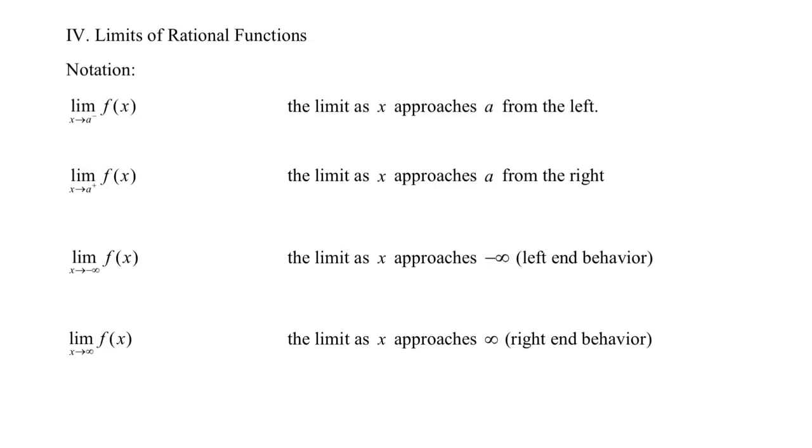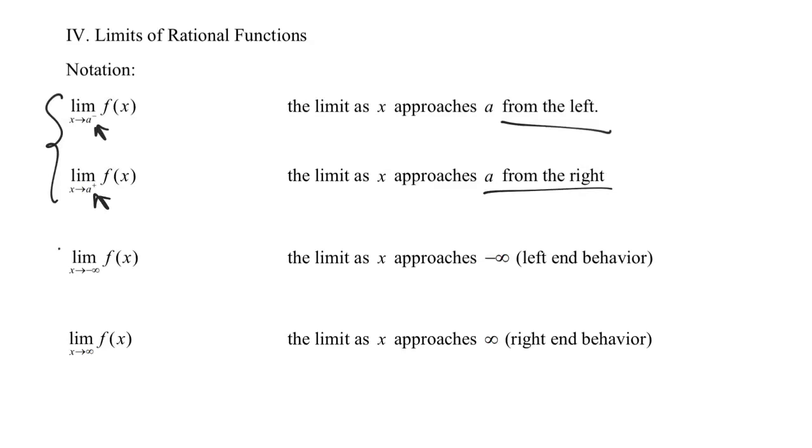All right, lastly, in our section 2.6 notes, we're going to discuss limits of rational functions. And so here are some reminders of notation that we've already talked about. These one-sided limits here we discussed whenever we talked about piecewise functions. Notice the minus sign that is the superscript to the a there. That represents approaching a from the left side. And the superscript plus sign right there represents approaching a from the right side.